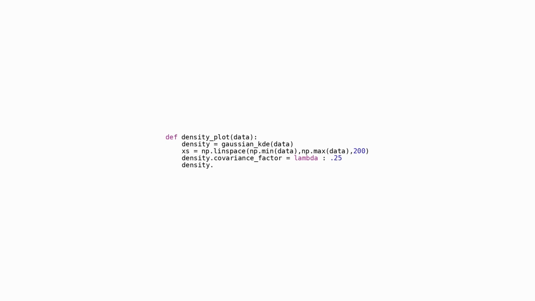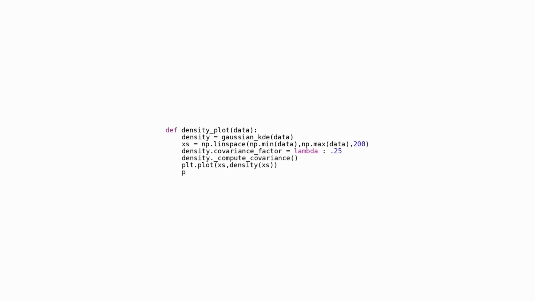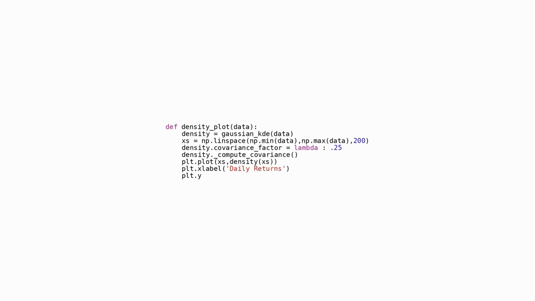This Python code defines a function density_plot for visualizing the density distribution of a dataset using Gaussian kernel density estimation. The function takes one argument, data, which is the set of values to be plotted. Inside the function, a Gaussian kernel density estimate KDE object is created from the input data, which estimates the probability density function of the dataset. The data is then used to compute a range of X values evenly spaced along the range of the input data using NumPy's linspace function, which is stored in the variable XS. The covariance_factor of the KDE is manually set to 0.25, which influences the smoothness of the density estimation. After setting this factor, the code computes the covariance of the KDE.